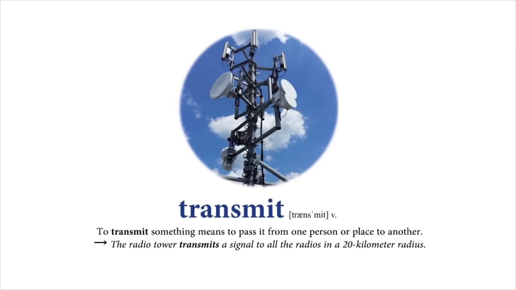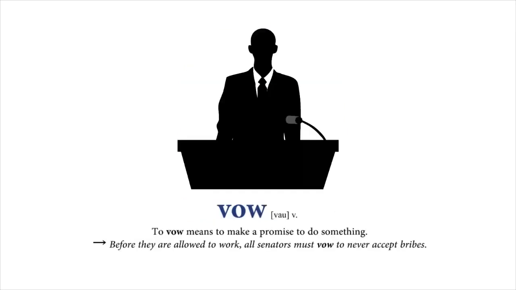Transmit. To transmit something means to pass it from one person or place to another. The radio tower transmits a signal to all the radios in a 20-kilometer radius. Vow. To vow means to make a promise to do something. Before they are allowed to work, all senators must vow to never accept bribes.